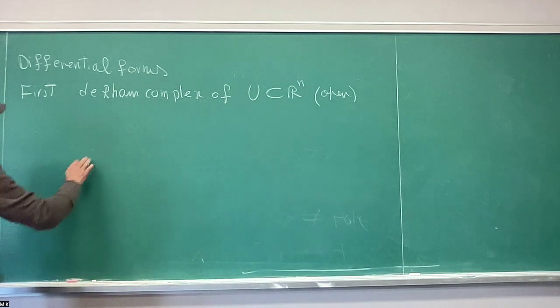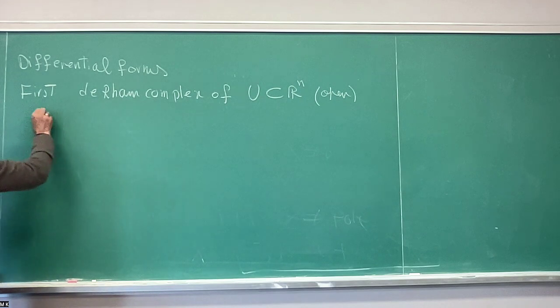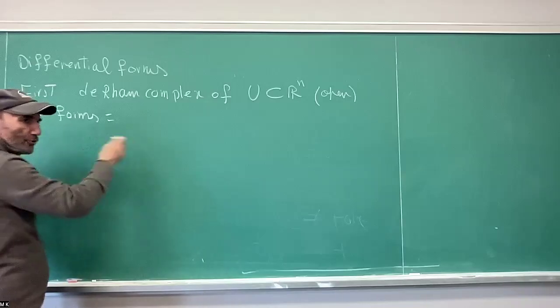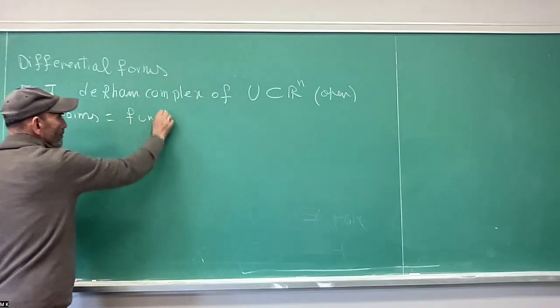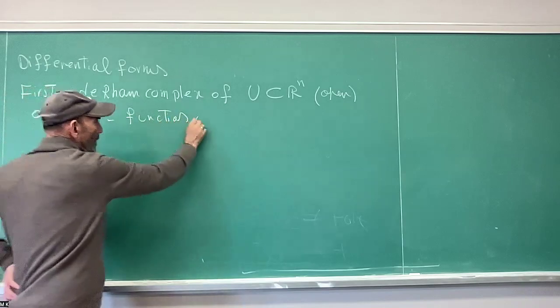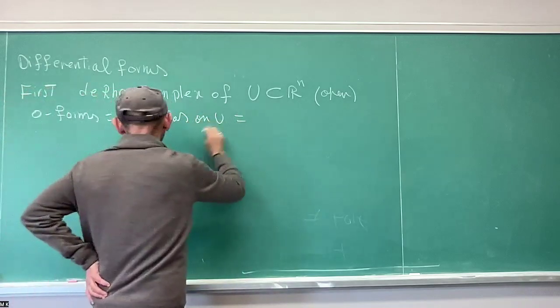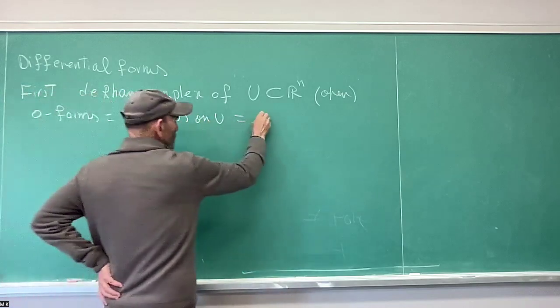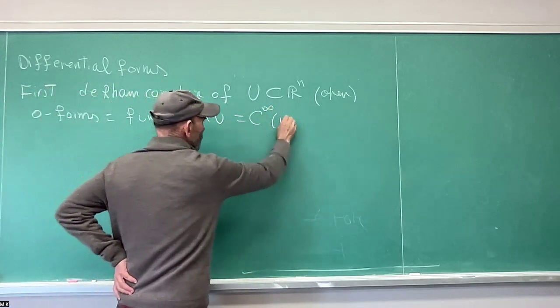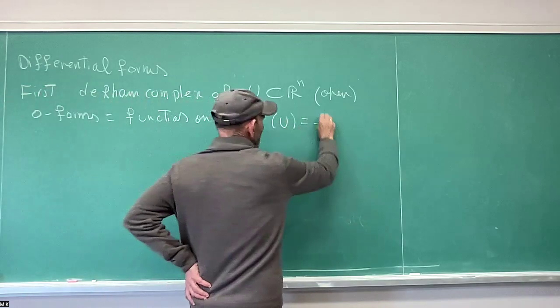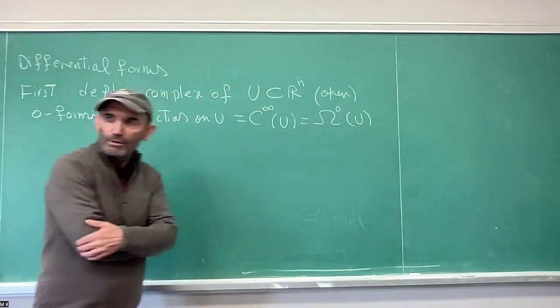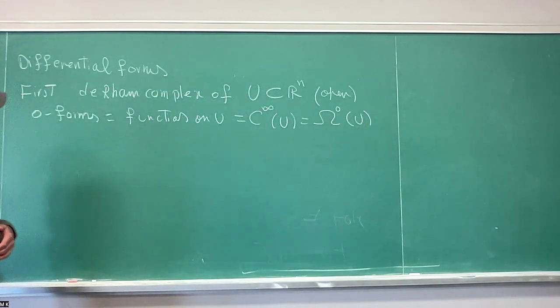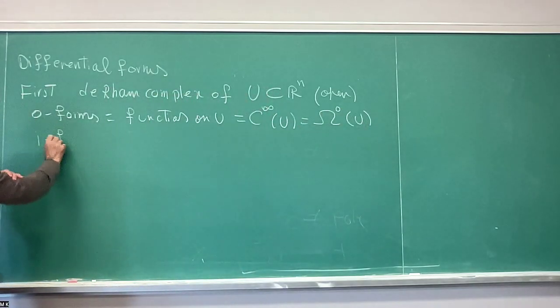In this case, I can tell you first of all what zero forms are. These are just functions, smooth functions. So this is like C infinity of U. But there is a notation also used, omega 0 of U. With this notation, omega 0 of U is used. And then one forms.